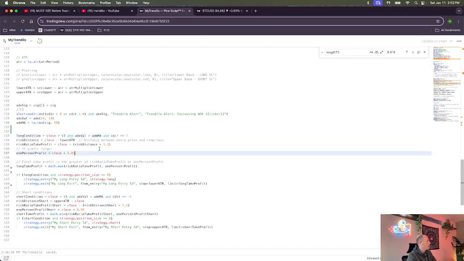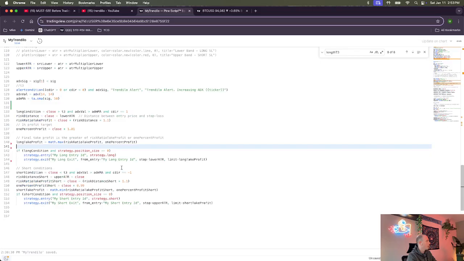And then I calculate the risk distance, because he says to either do a risk ratio of 1.1 or a profit target of 1%. So here I have some code, and basically I take the profit as the max of those two. So here's the code. You can pause here to check it out. Let me know what y'all think.